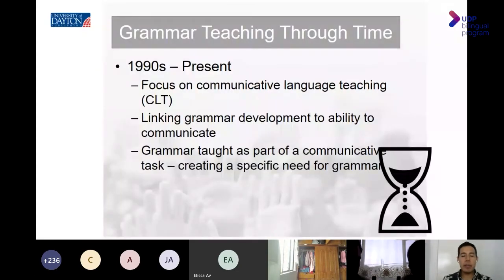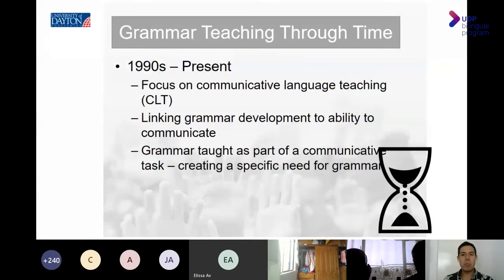And then if we continue talking about how grammar is taught nowadays, of course there are a lot of approaches, a lot of new perspectives of how we can teach a language, either from lexical chunks, communicative context, task-based. There are a lot, but it's undeniable that communicative language teaching was the breakthrough in English language teaching. During the 1990s and still in the present, there's a focus on communicative language teaching, not only in Mexico, but in different countries around the world.